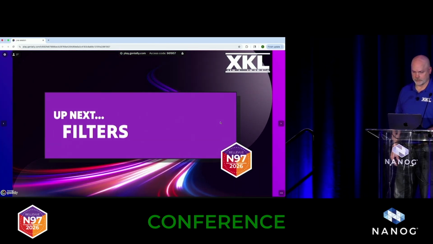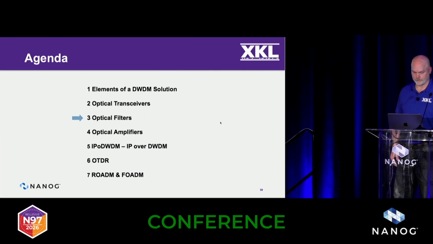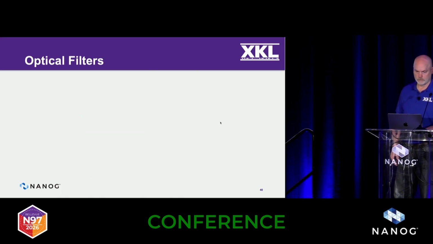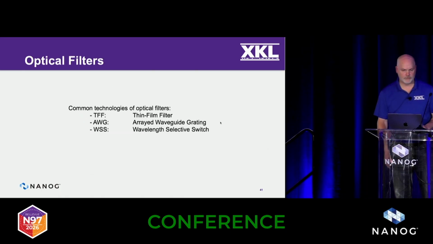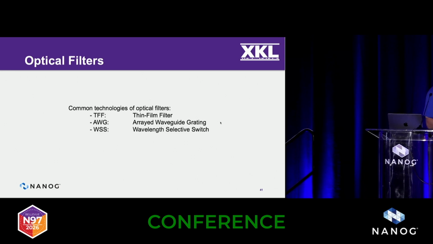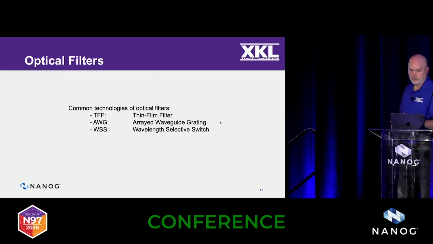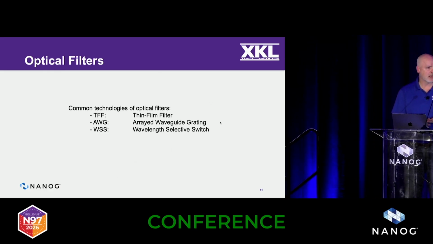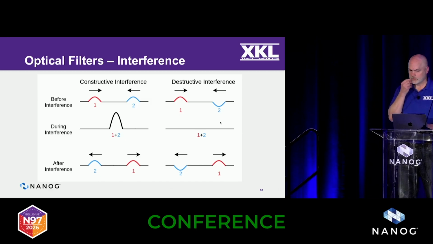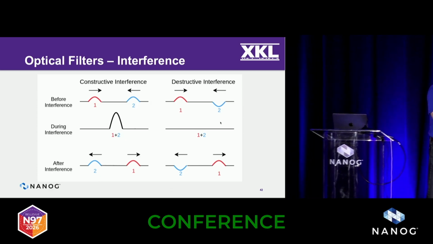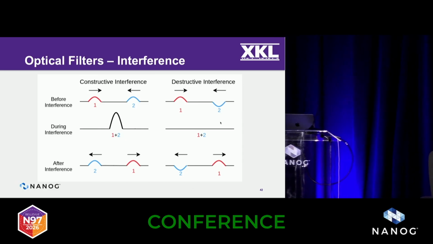All right, filters. Let's get into it. So the most common filter types: thin film, AWG, and the WSS. The thin film and the AWG are passive filters, no power required. The WSS is an active device. For all of these filter types, an important principle is interference. This is how these filters work.